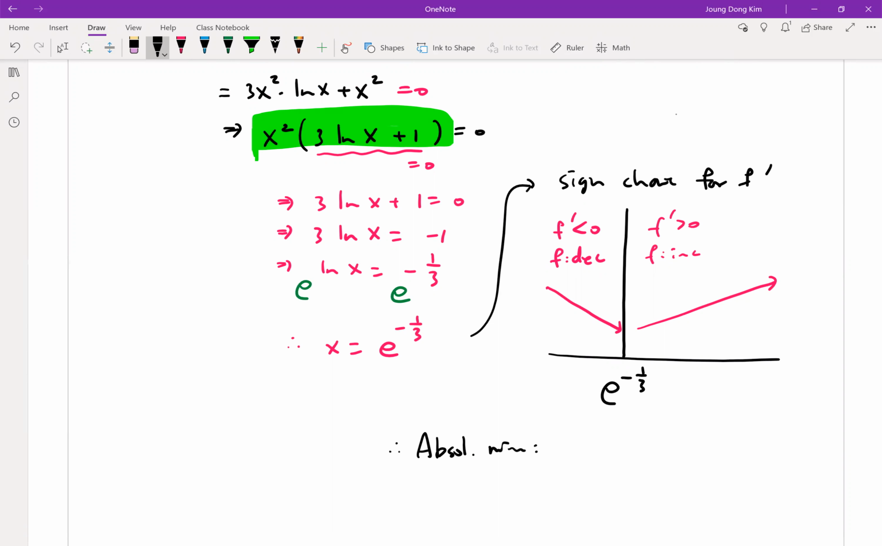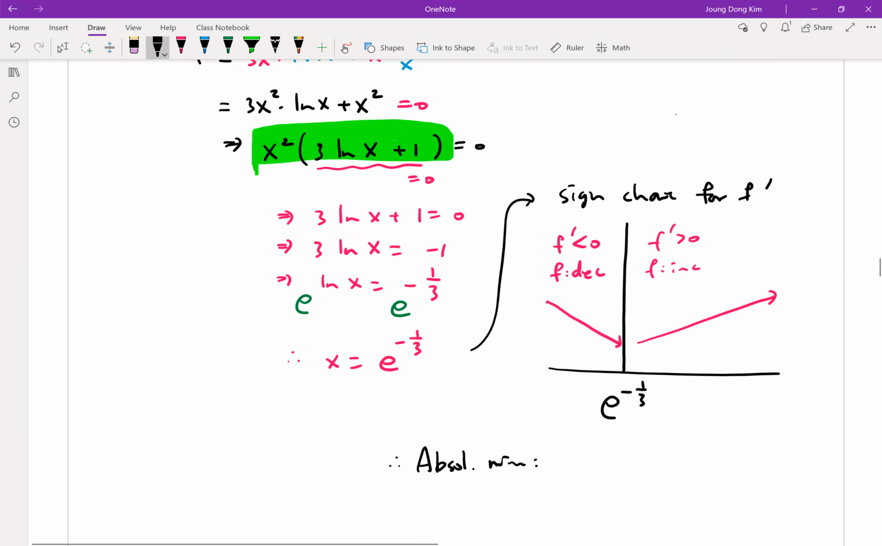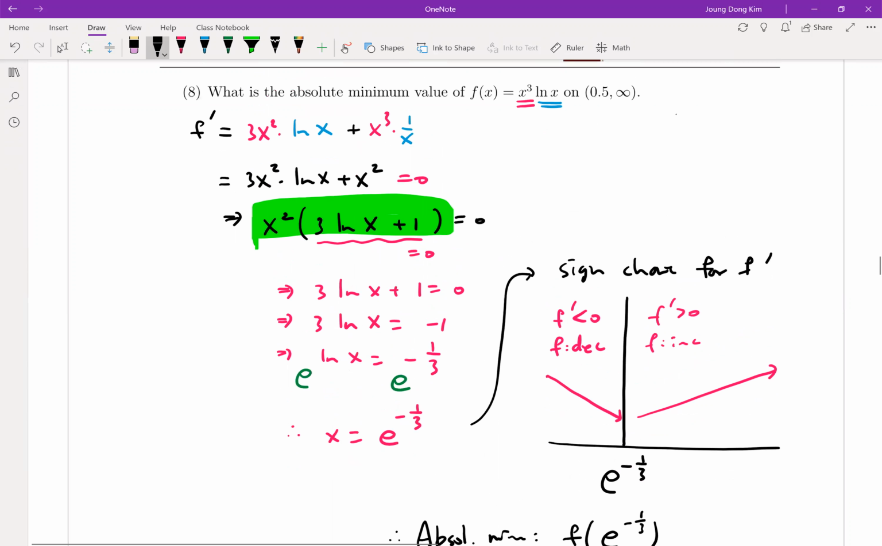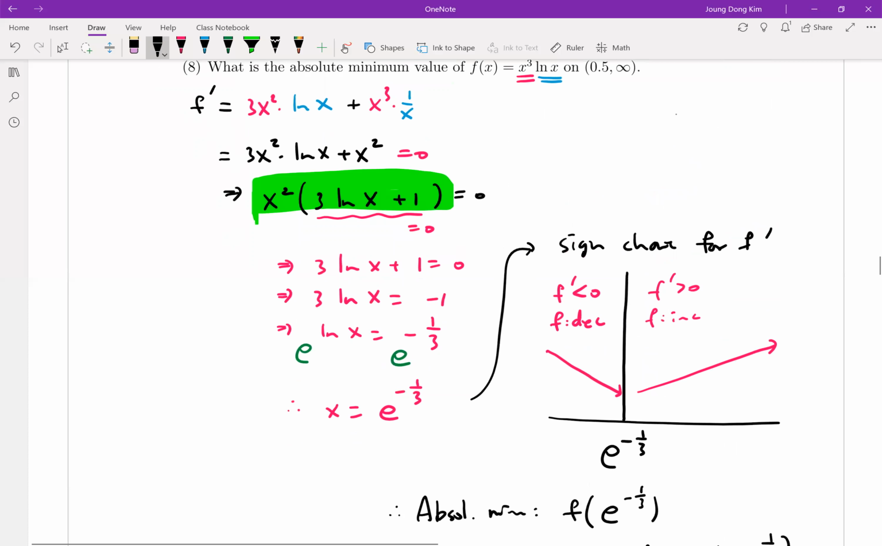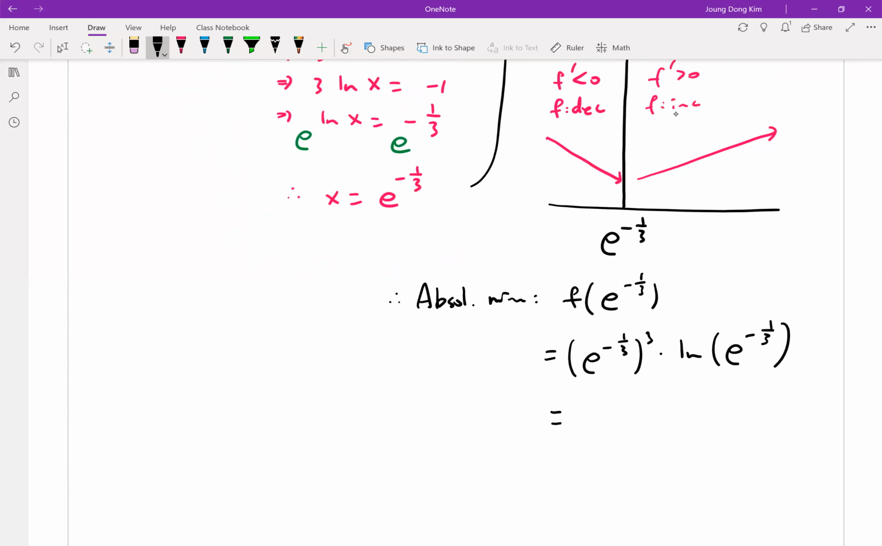If the problem asks you to find the absolute minimum value, we can plug in this value. Then what is that? x cubed times ln x, like that, right? Am I doing it right? Okay, so this one is equal to e to the minus 1 times negative 1/3. That is negative 1/3.